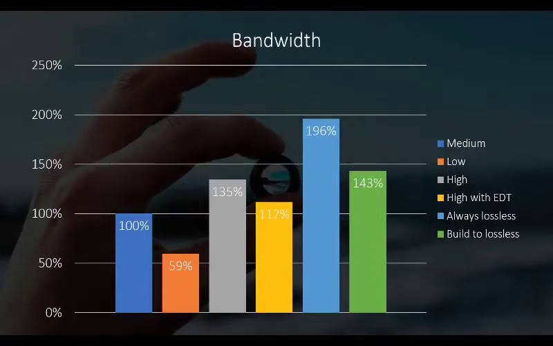And here you can see the bandwidth, which is also sent out towards the endpoint. And in this one you really can see that low is really efficient in sending a low amount of bandwidth over your network. So when located in a branch scenario, maybe you should consider the low quality. Again, here you see the similar trend with the always lossless and the build to lossless, as it required more resources, also in a bandwidth perspective.